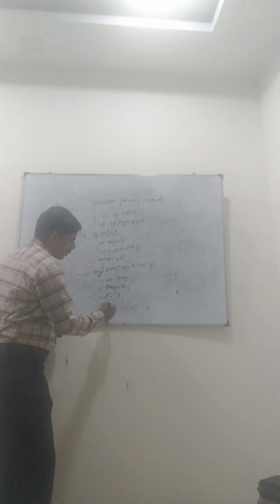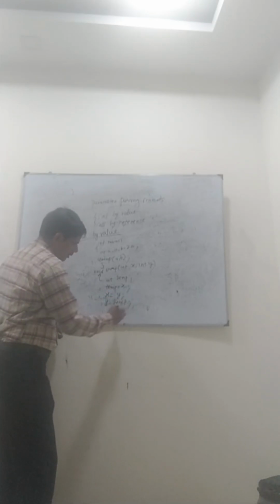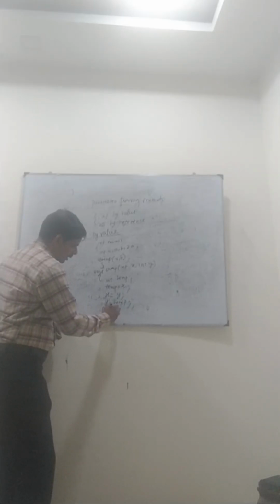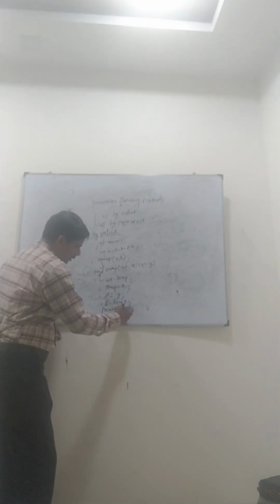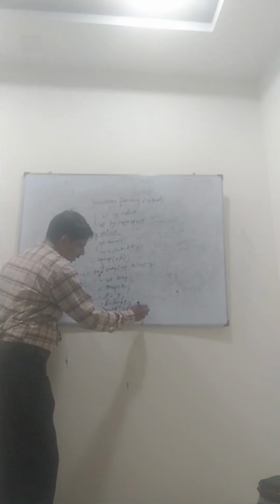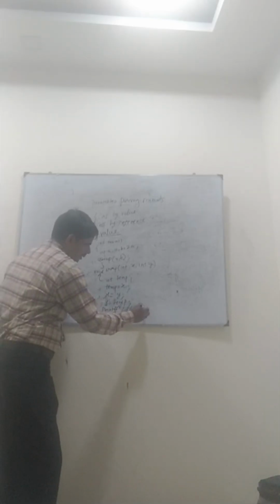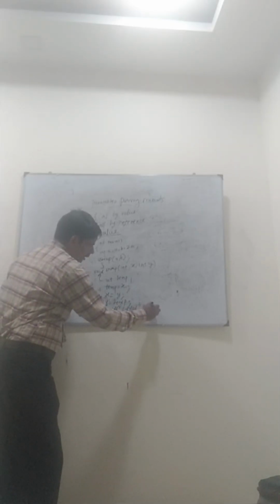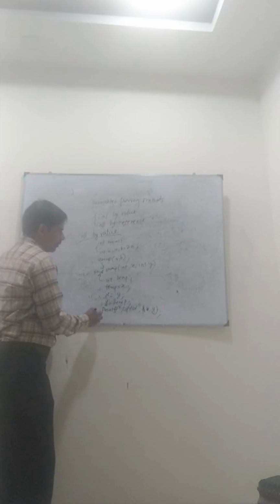Now temp equal to x value. Next x equal to y. Next y equal to temp. Finally print the x value and y value. Now printf of percentage d, percentage d, x value and then y value.